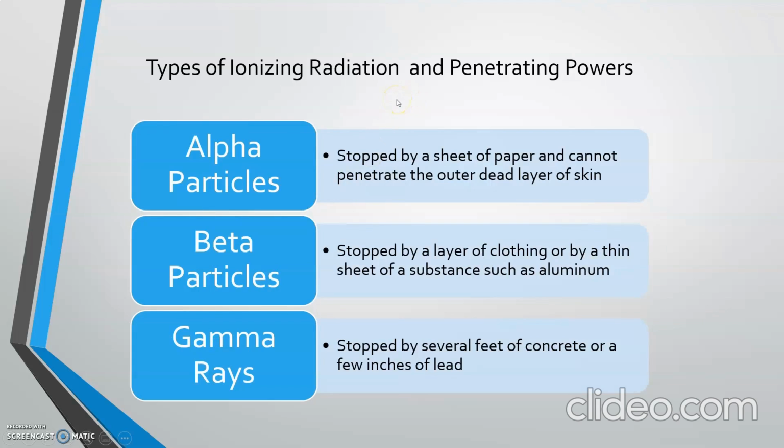For the types of ionizing radiation and their penetrating powers, alpha particles are stopped by a sheet of paper and cannot penetrate the outer dead layer of skin. Beta particles are stopped by a layer of clothing or by a thin sheet of a substance such as aluminium, while gamma rays are stopped by several feet of concrete or a few inches of lead. So this is the power of these particles to penetrate any layer.